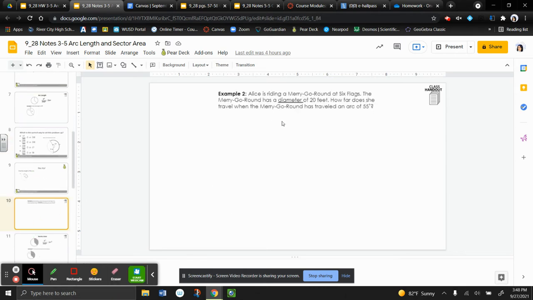Okay. So let's look at a word problem example. So it says Alice is riding a merry-go-round at Six Flags. The merry-go-round has a diameter of 20 feet. So I'm just going to draw that. So diameter goes all the way across. Okay, we want to know how far does she travel when the merry-go-round has traveled an arc of 55 degrees. So an arc of 55 degrees might look something like this. Okay, we want to know how far she travels in this case.